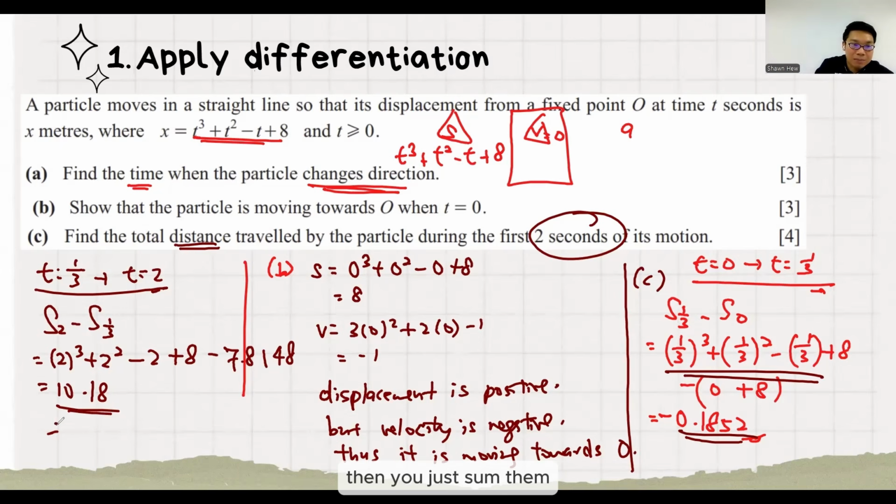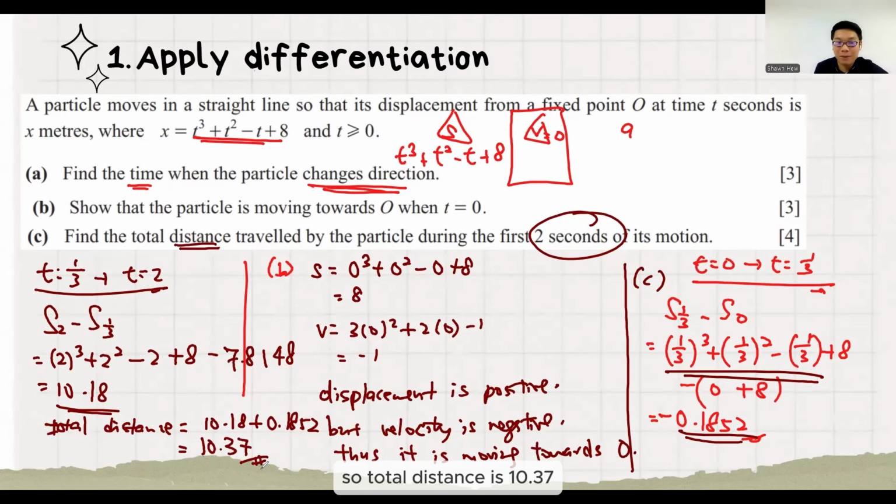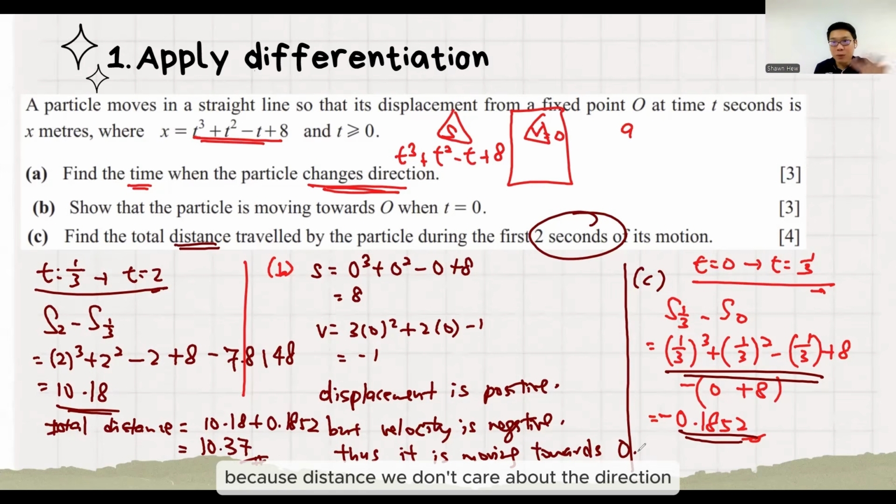Then you just sum them. Total distance, this plus this. So total distance is 10.37. Because for distance we don't care about the direction, so we do not write this negative.